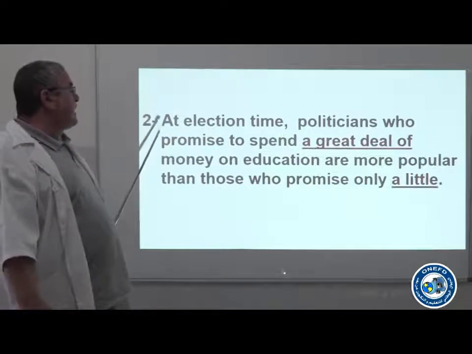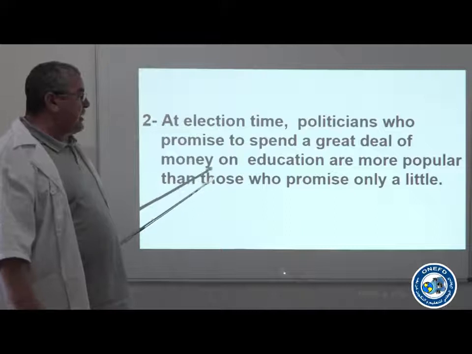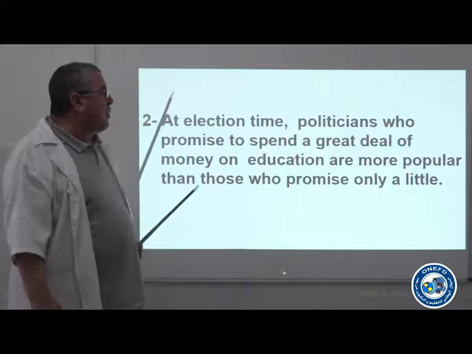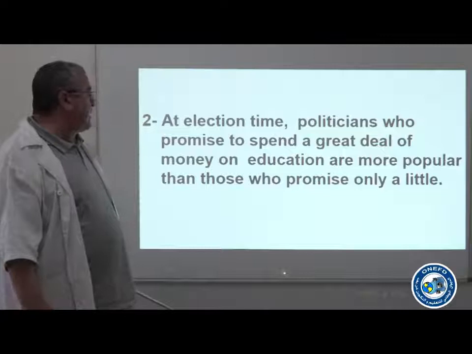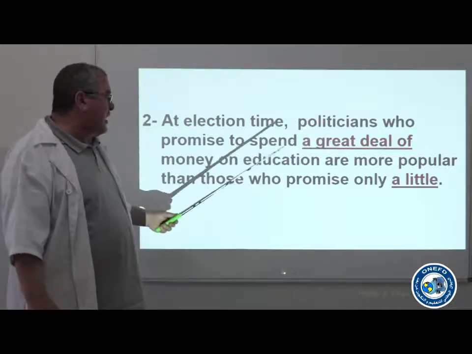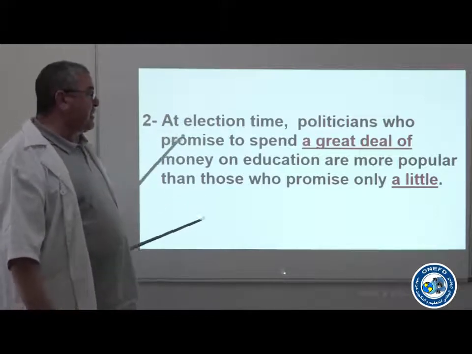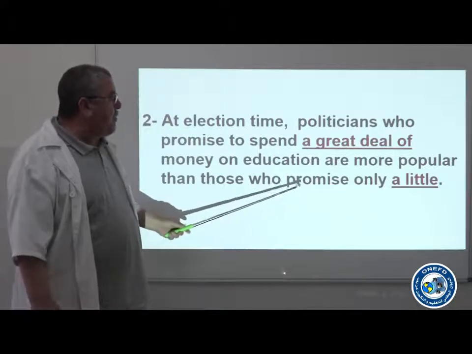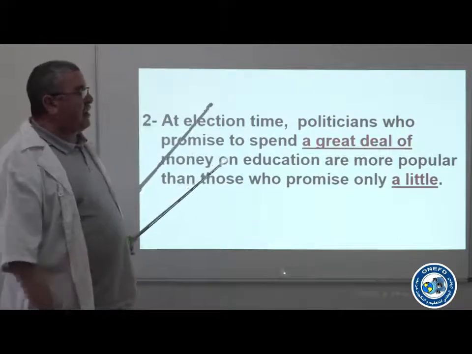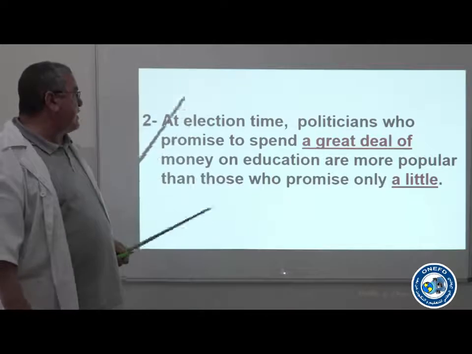Sentence 2 says, at election time, politicians who promise to spend a great deal of money on education are more popular than those who promise only a little. Where are the quantifiers in this sentence? A great deal of describes the amount of money that is spent on education. And only a little, again, a little money, only a little sum of money. So, a great deal of and a little are the quantifiers here.